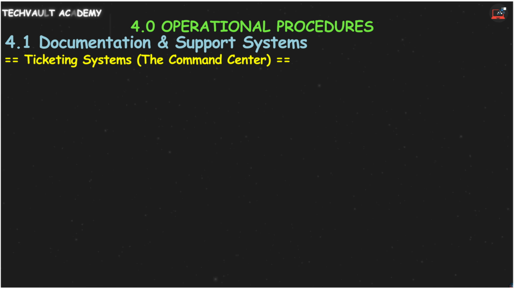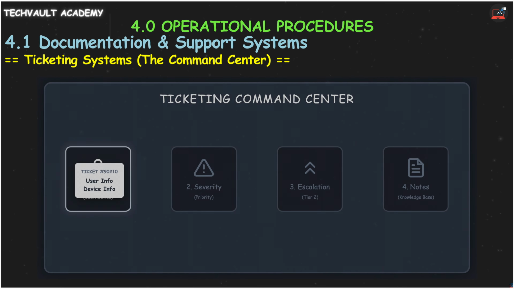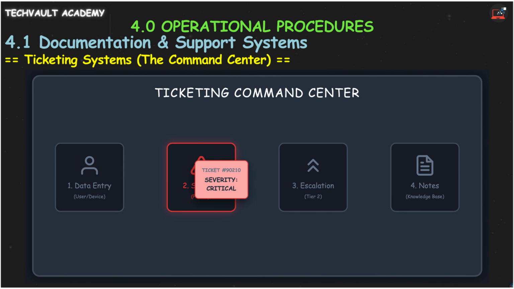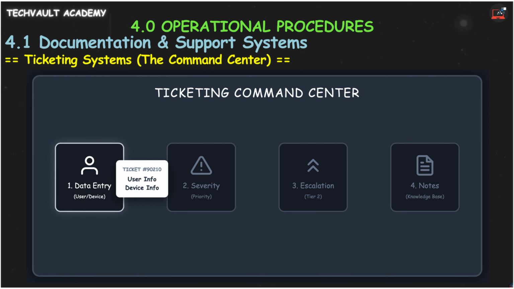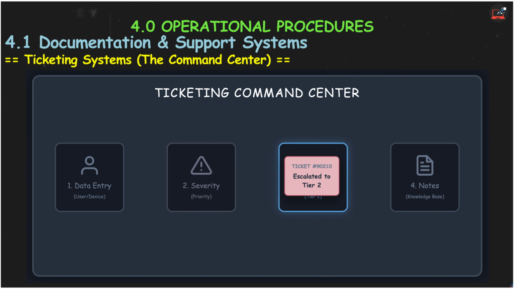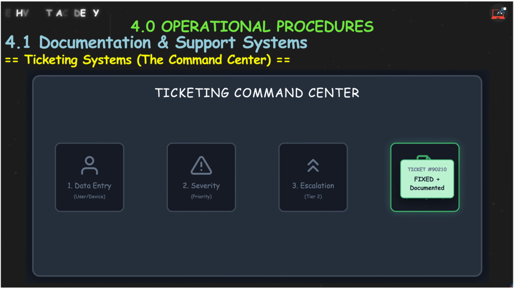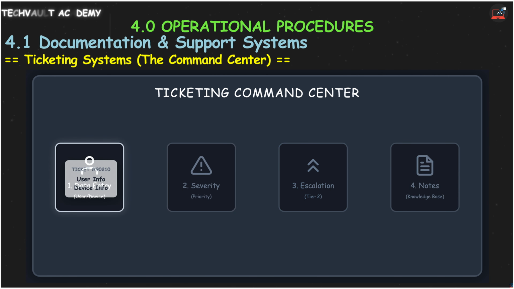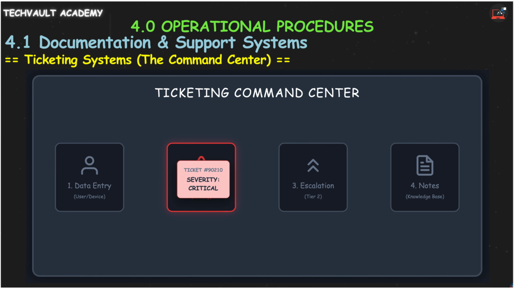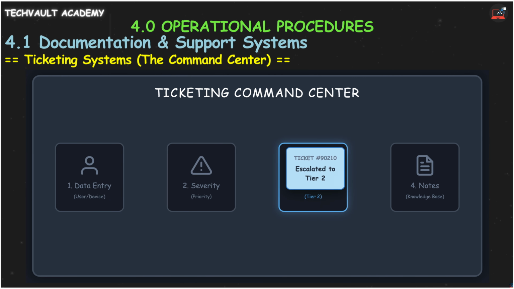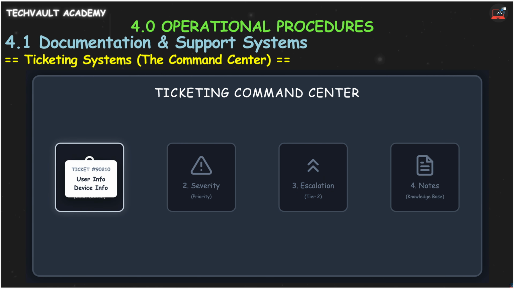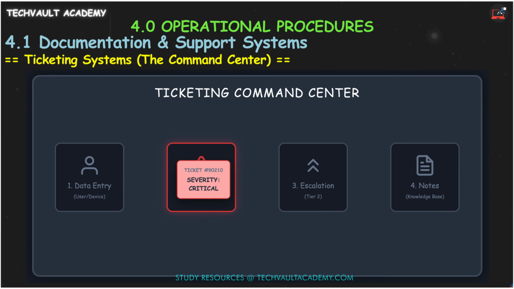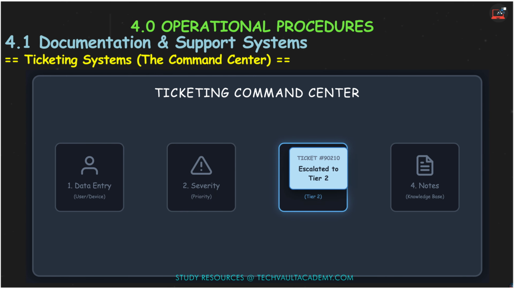Next is the IT command center, the ticketing system. Every issue needs a ticket. You need accurate user and device information, a clear description, and a severity level. Severity dictates priority. A broken mouse is low, but a server down is critical. If a ticket is too complex for Tier 1 support, we perform an escalation, handing it off to a specialized team, like networking. And remember, your notes in the ticket must be clear. We document the resolution so the next technician doesn't have to reinvent the wheel.